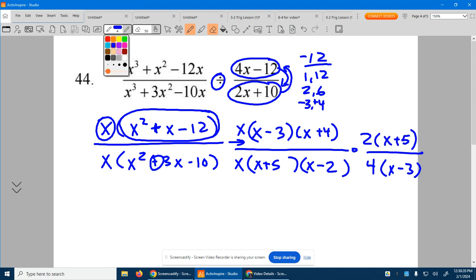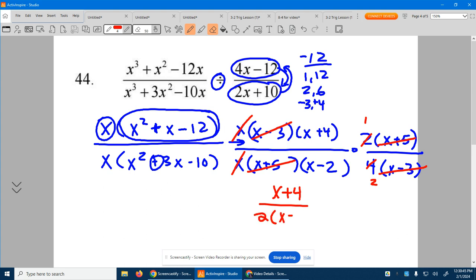Now we're going to cancel out. Let's see what I have here. I have an x plus 5 here, x plus 5 here. Also notice an x and an x. I have an x minus 3, x minus 3. And that looks like that's about it, other than the 2 and 4. Becomes a 1, becomes a 2. So up top, I have an x plus 4. In the bottom, I have a 2 times an x minus 2.